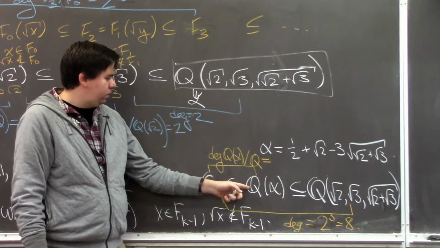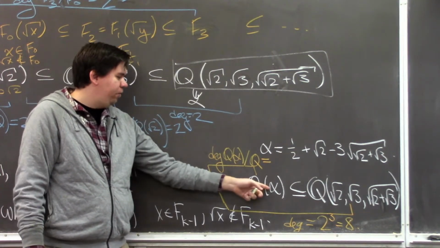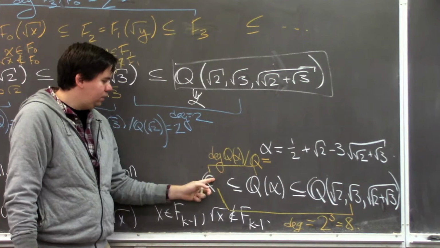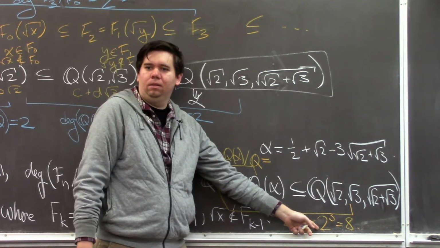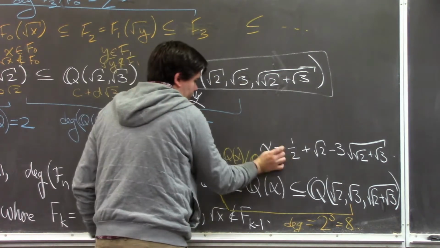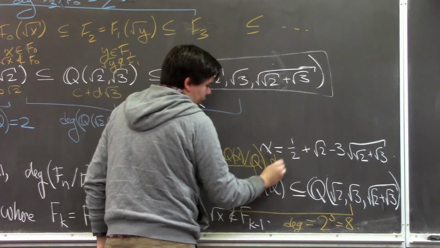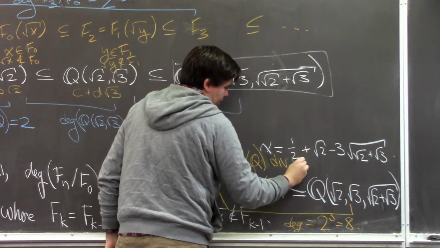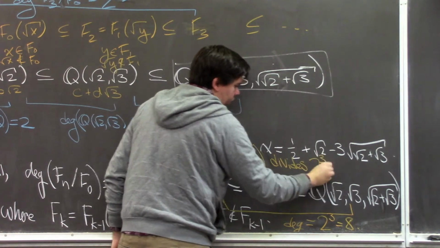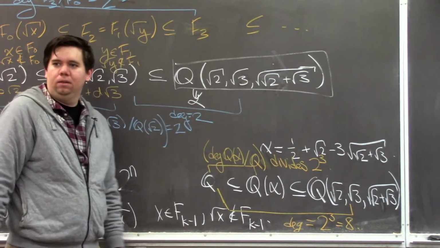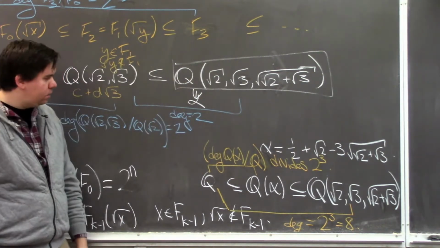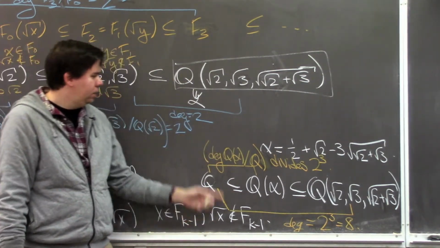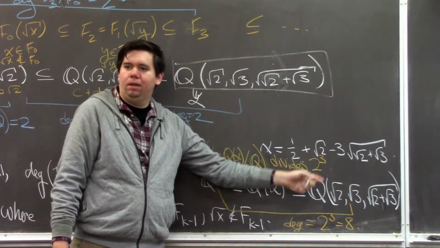So whatever this degree of Q extended by alpha is, when you multiply it by this other degree, it gives you 8. So whatever its degree is, it must divide 8. It divides 2 cubed. Is that clear? It could be 4, it could be 2, it could be 8. I don't know what it is, but it divides 2 cubed.